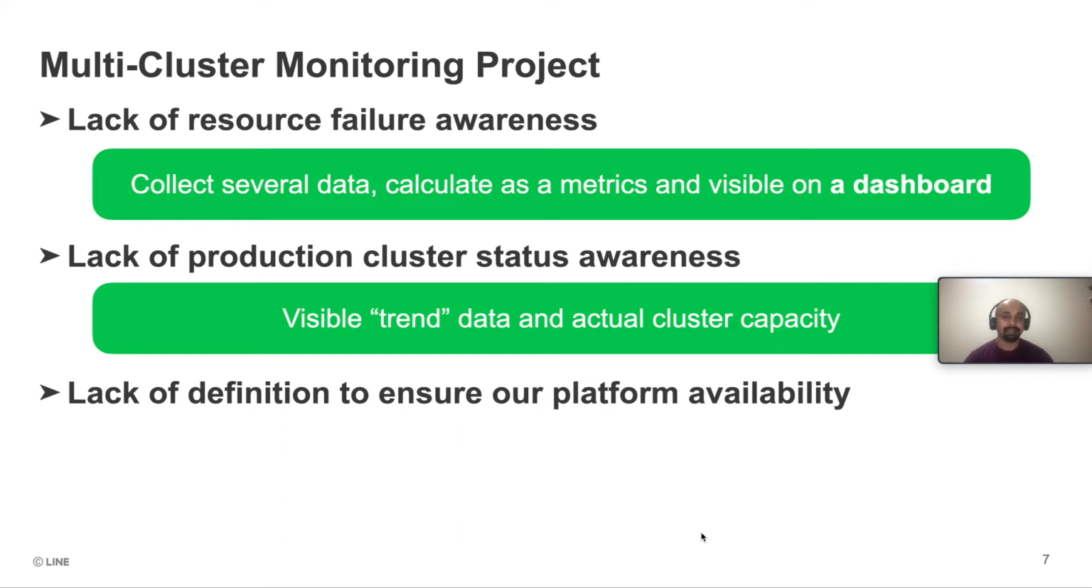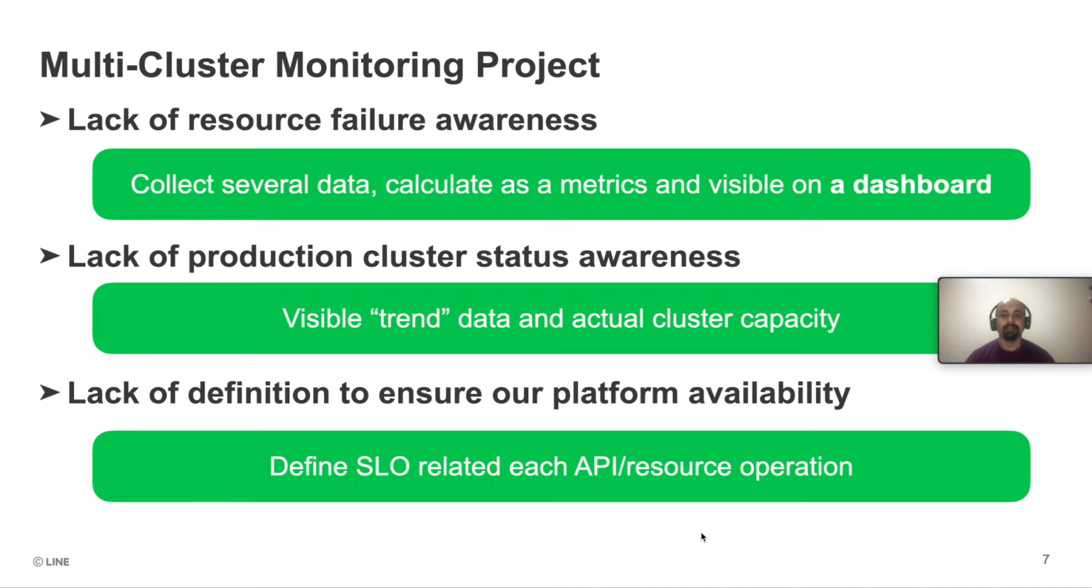We can understand whether our system is functioning properly, or whether there is some problem in the scheduling algorithms or in the backend, or whether there is an improvement based on some other bug fixes which we have done in the recent past. And finally, the lack of definition to ensure performance platform availability. For this, we defined SLO, and we defined it related to each API or resource operation, which is basically a user facing resource operation, so that the service level objectives from the user's point of view are always met.